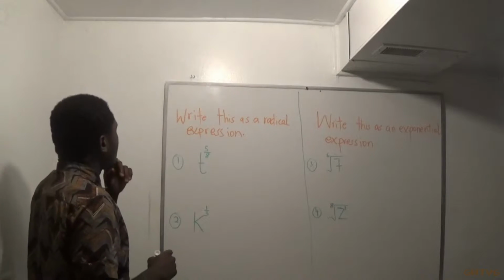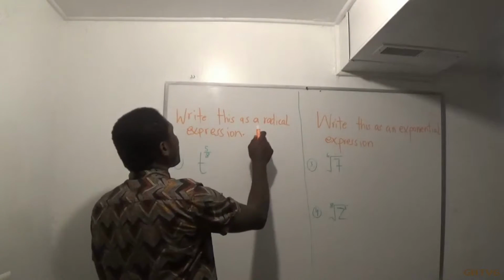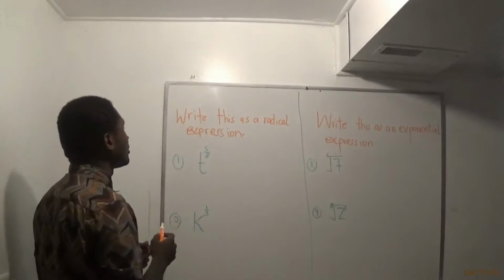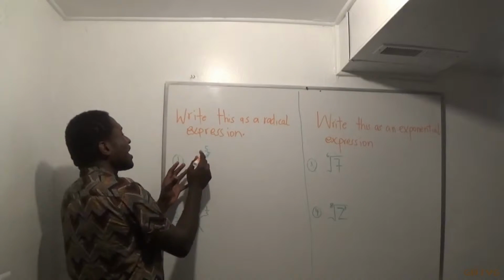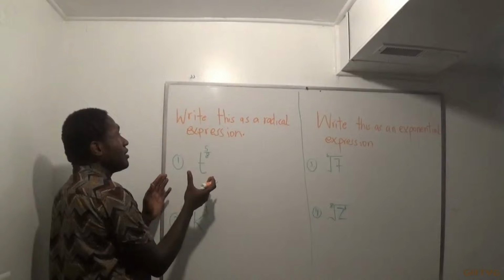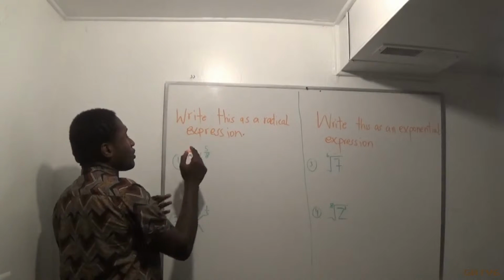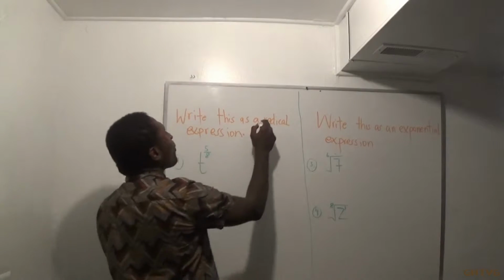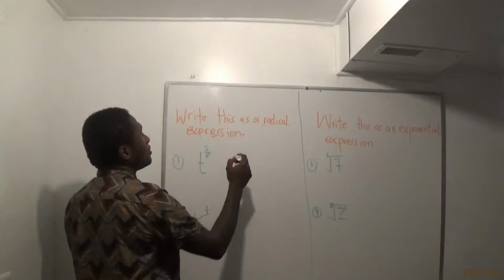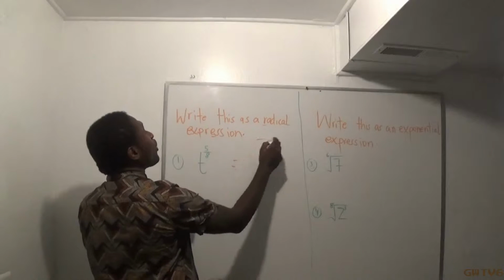So how am I gonna write this as a radical expression? First of all, this is an exponent or exponential expression. I see an exponent right here, so I know it's an exponent. Then they want me to change it to a radical expression. So radical means I have to write this having square roots.